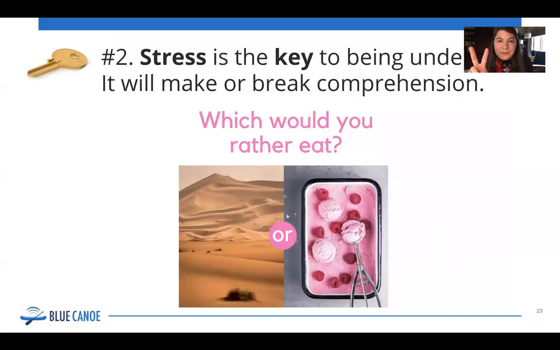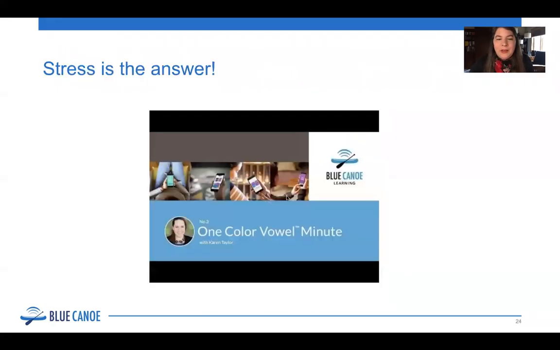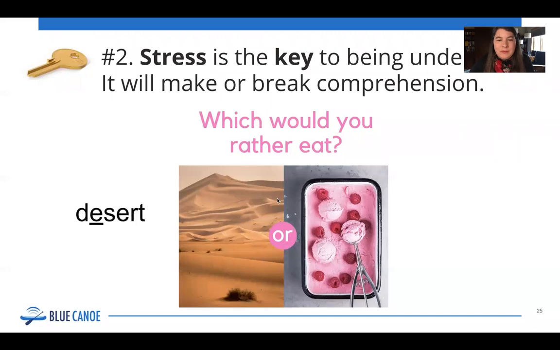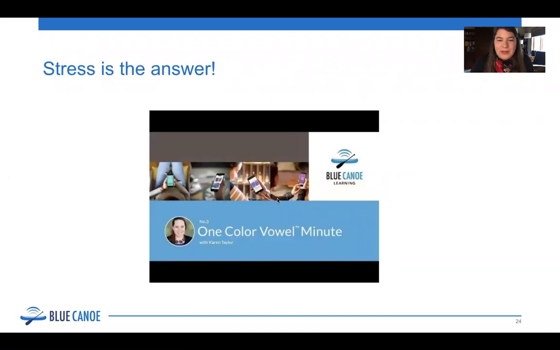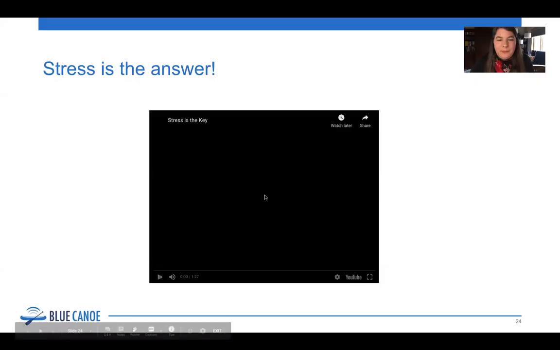Key number two, and it's actually the most important one. Stress is the key, the secret to being understood. It will make or break your comprehension. This happens all the time. So which would you rather eat? This or this? Do you know which words I'm talking about here? Let's take a look. Whoops. Let me go back for a second. Here we go.